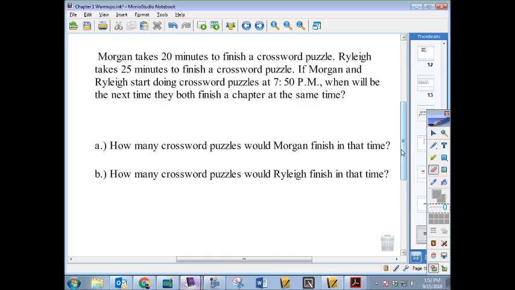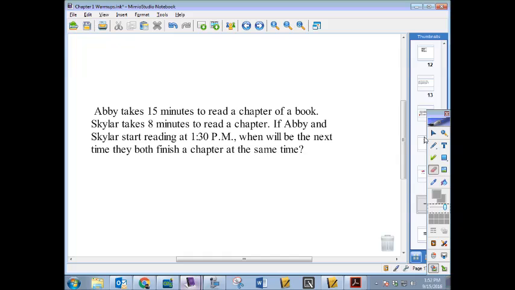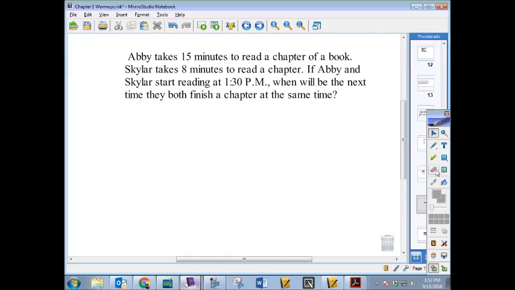All right, so I'm going to go to these. First one we're going to do is I want to look at this question right here. Now, there will be one like this on the summative tomorrow, so that's why I want to do this one, so be with me. Abby takes 15 minutes to read a chapter of a book. Skylar takes 8 minutes to read a chapter of a book. If they both start reading at 1:30, when will be the next time that they both finish a chapter at the same time?